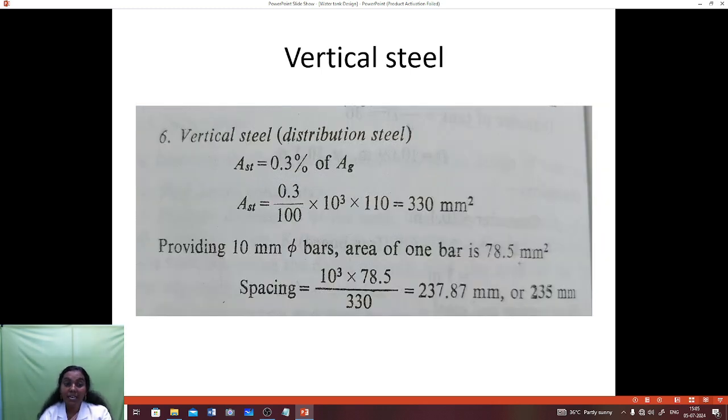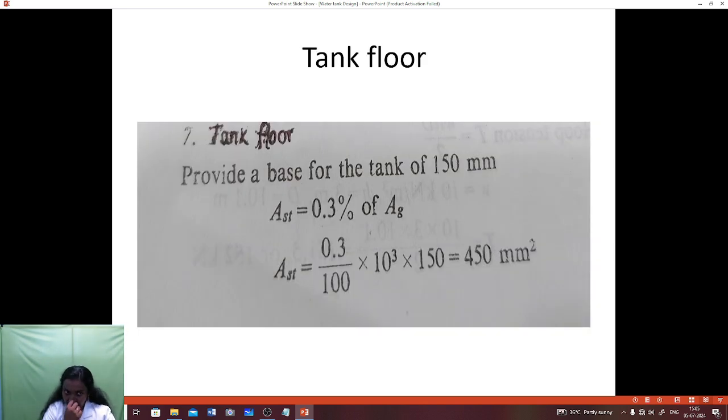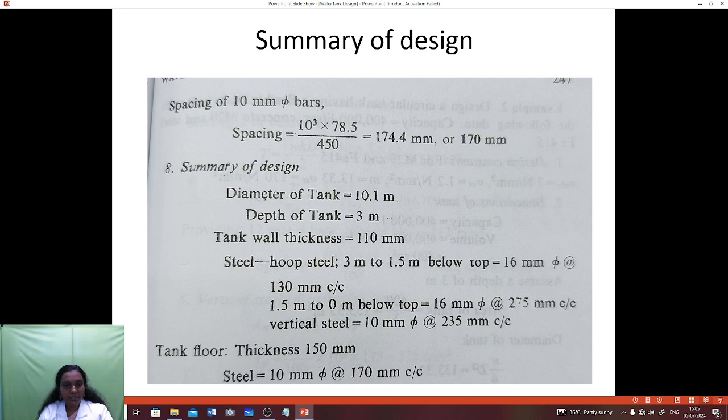Then vertical reinforcement. Vertical reinforcement means we find the area of reinforcement in the bottom and in the top. Now the distribution reinforcement is the vertical reinforcement. This AST is equal to 0.3% of AST. Now calculating the AST and the spacing of the bar. Next, water tank floor. Tank floor means the basement of the tank. We assume the thickness is 150 and calculate the AST, spacing and distribution.